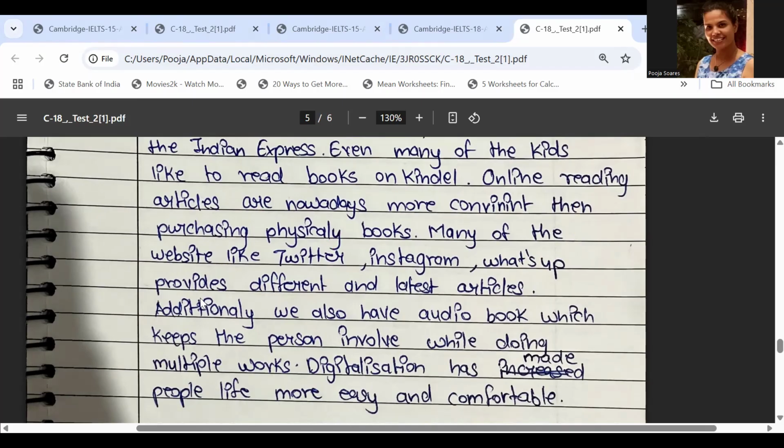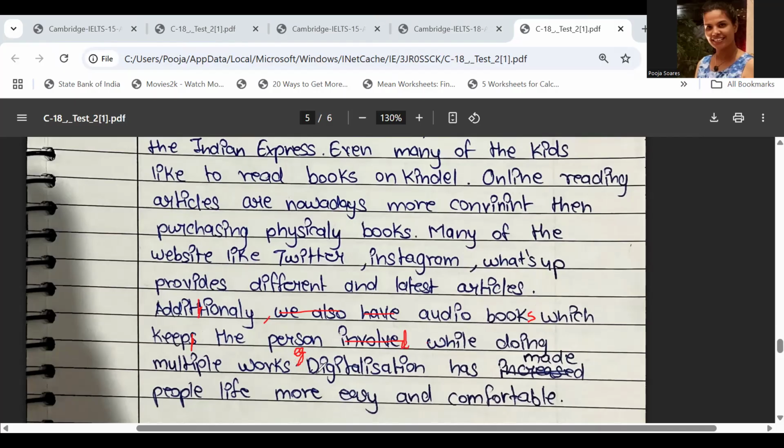Additionally, I think we have written double T. Additionally, comma. We also have audiobooks, which help the person to do multitasking. Okay, so you have to give an example. How? Example, while cooking or driving, which is a monotonous task for some. Somebody can refer to these audiobooks.